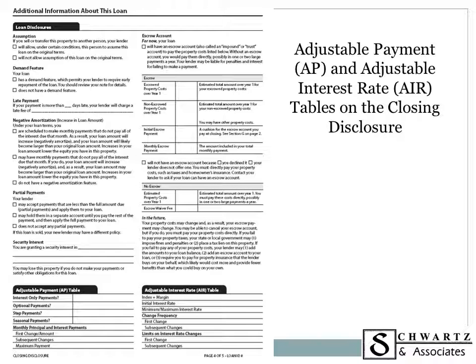This particular slide isn't related to transactions without a seller. If you'll remember, we talked about on the loan estimate the adjustable payment table and adjustable interest rate table. I just wanted to show you on this page where they would show up on the closing disclosure if they applied. Remember, these tables only show up if they have features that are related to these tables.